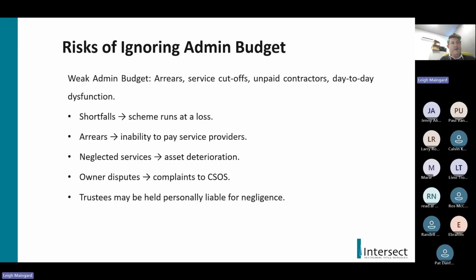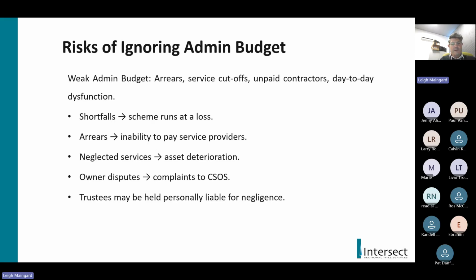What are the risks of ignoring it? If you've got a weak budget, firstly, you're going to have arrears. Arrears with service providers. You can have service cutoffs like electricity and water. You can have unpaid contractors, which means that your contractors will stop doing work in your complex, which means deterioration of a complex and its common property. And then obviously day-to-day dysfunction.